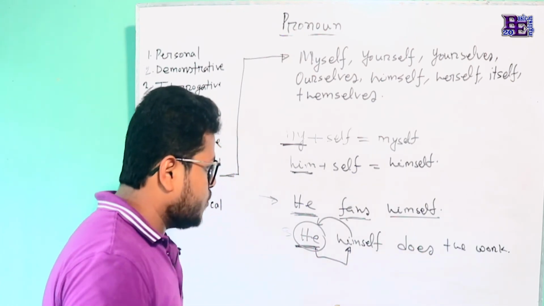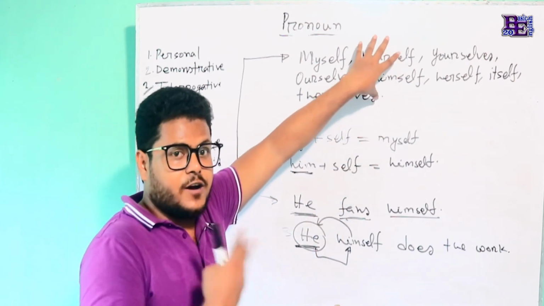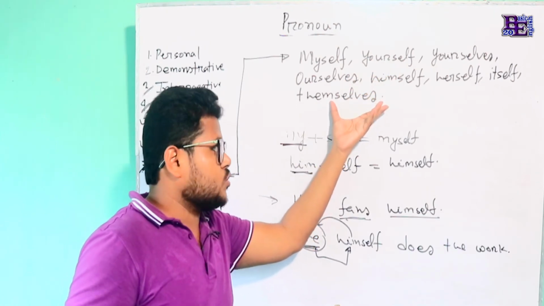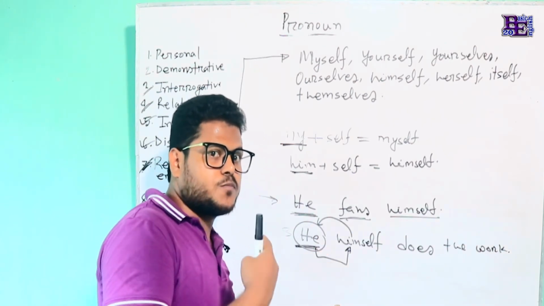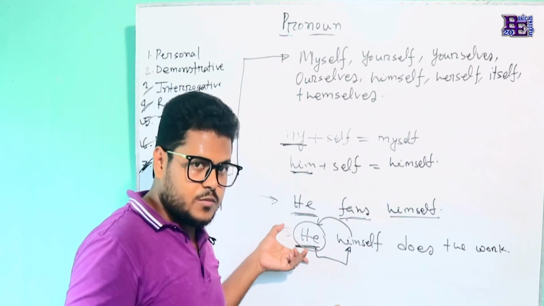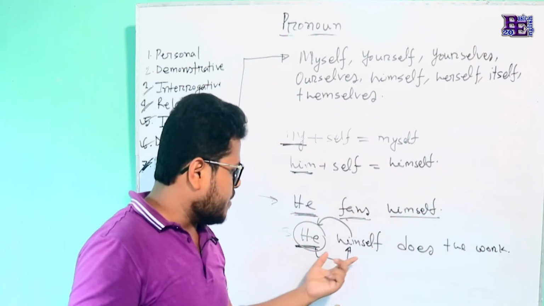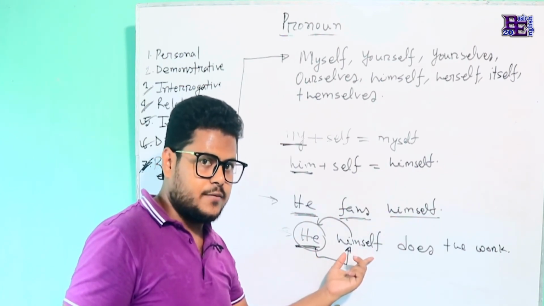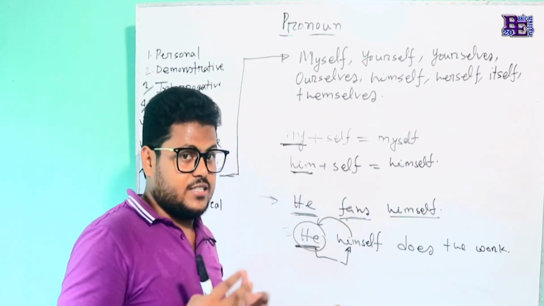Okay, so I hope you have got the clear idea. So when we use them after the verb, that means as an object, then they will become the reflexive pronoun. But when we use them to put emphasis, that means immediately after the noun or the pronoun, then it will become the emphatic pronoun, as in the example of the two. So here himself has been used as a reflexive pronoun, and here himself has been used as an emphatic pronoun. Okay, hope you have got your idea clear.